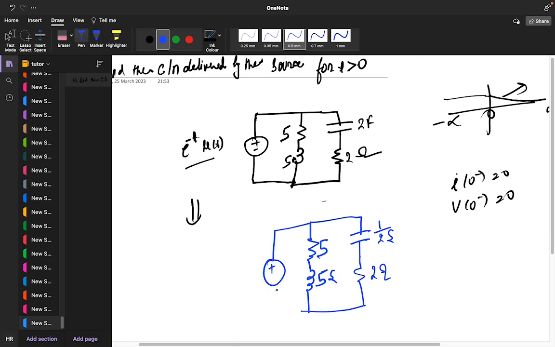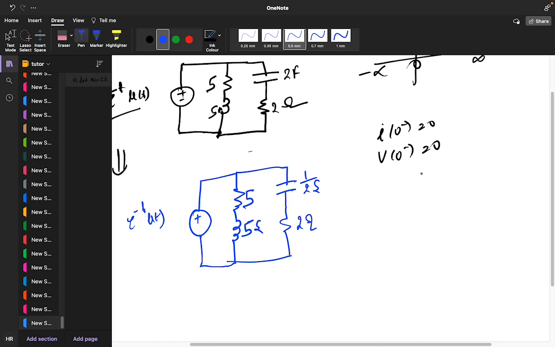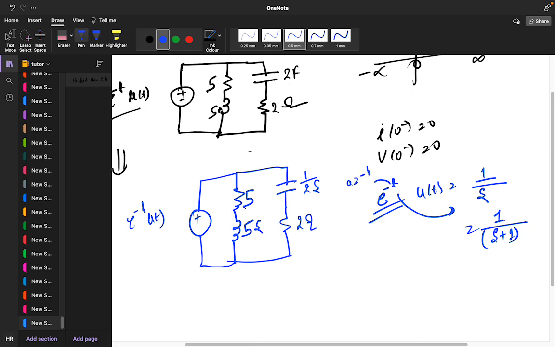And what is the Laplace transform of e power minus t u of t? I told you u of t Laplace transform is 1 by s, but you are getting one extra term e power minus t. That means a delay is coming. So wherever the s is present, you have to add 1, because our a term is minus 1.